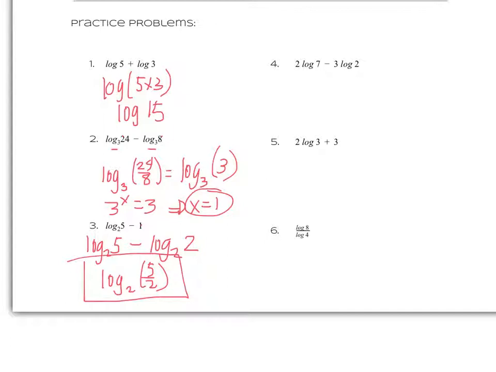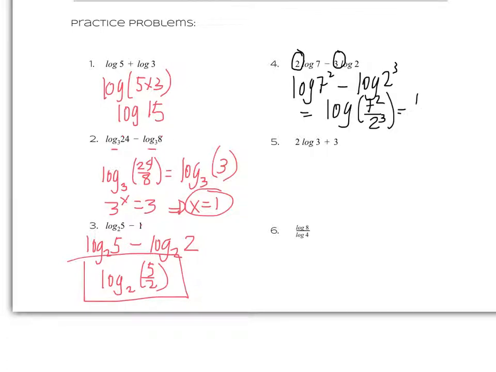Let's go ahead and try these right here. Well, I can see that I am in the same base, but before I can use the rules, I need to make sure I move these numbers. So I'm going to change this to log of 7 squared minus the log of 2 cubed. That's going to give us the log of 7 squared over 2 cubed, and if we simplify, we get the log of 49 over 8.